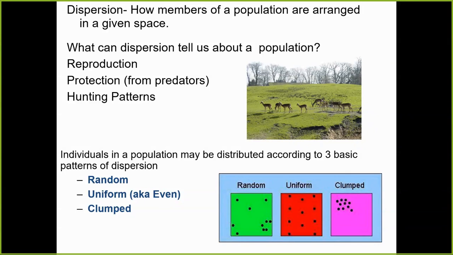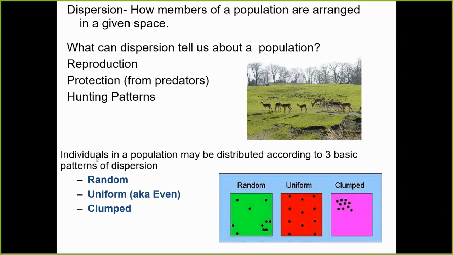Okay, so one of the terms that we use when we talk about a population is this idea of dispersion. It's how many members of a population and how those members are arranged in a given space. Why do scientists care about dispersion? It's going to tell us stuff about how these animals reproduce. It might tell us something about how these animals protect themselves from predators. It might tell us something about the hunting pattern of a predator.